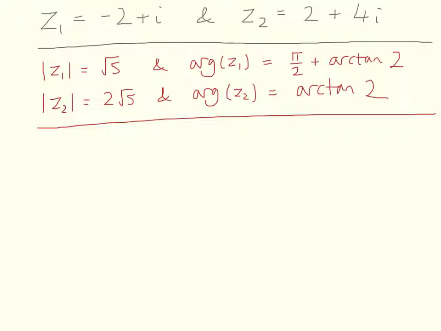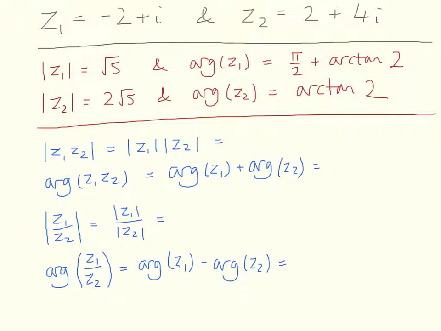Now that we've worked out the modulus and argument for Z1 and Z2 separately, we can calculate the modulus and argument for the product, Z1 Z2, and the quotient, Z1 over Z2. You should have these four formulae memorised. First of all, the modulus of the product is the product of the moduli, so that's root 5 times 2 root 5, which is 10.